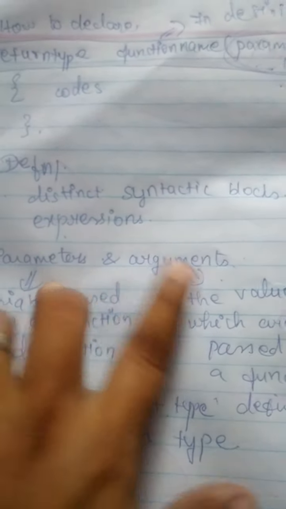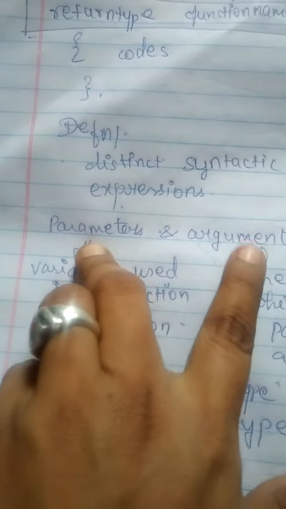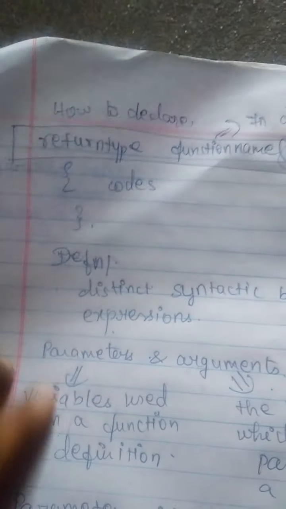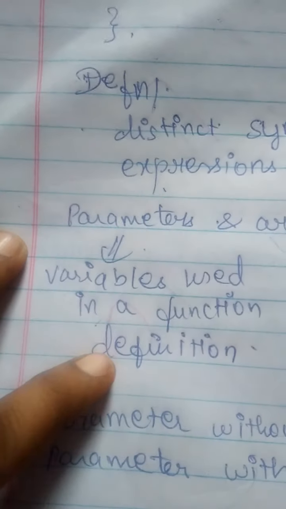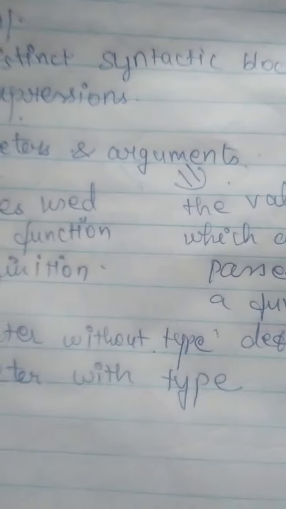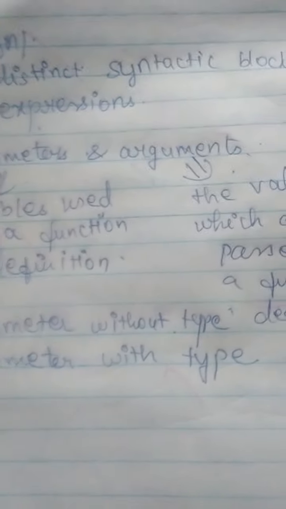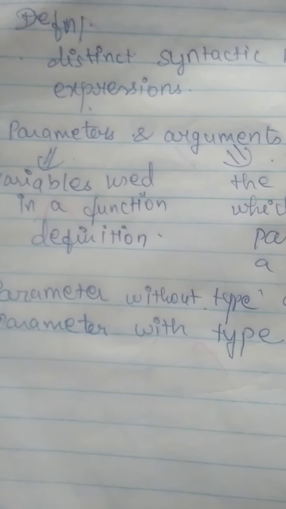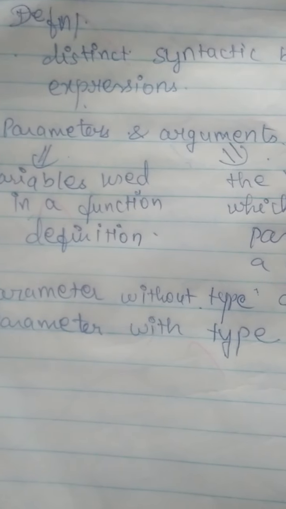That is a function. Now, I am going to explain parameters and arguments. What is a parameter and what is an argument? Now, we have the parameter list here. Parameters are the variables used in a function definition. And the arguments are the values passed to the function where we call the function. We have two different types: parameter without type and parameter with type. Parameter without type means it does not have a data type, and the next one has a data type.